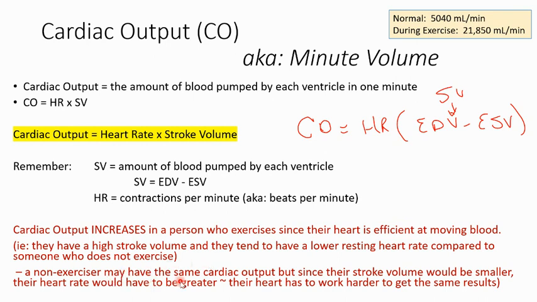A non-exerciser may have the same cardiac output, but since their stroke volume would be smaller, their heart rate would have to be greater. Their heart is going to have to work harder to get the same results. In a fit and a non-fit person, you still want that cardiac output to be 5,000 milliliters per minute. But if you're fit, your heart is more efficient at pumping blood with each beat. In a non-fit person, it's not. So in order to keep up with the fit person, their heart rate's going to have to increase to push the same amount of blood in a minute.